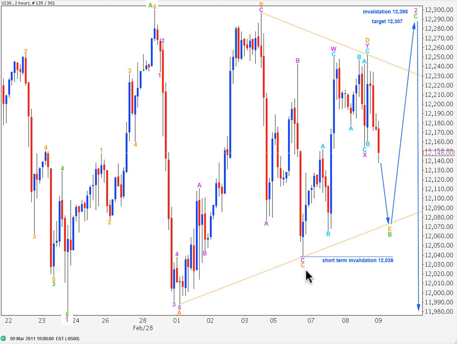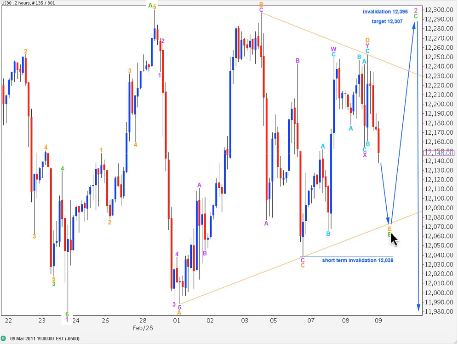We should expect one of the subwaves of a triangle to be more complicated and longer lasting with deeper corrections than the others. It's usually C and sometimes D, so I quite like seeing this wave as a D wave of a triangle. It's a double zigzag correction, more complicated and longer lasting than the others. So that fits the guidelines really nicely. Since this chart was prepared, the Dow's moved a little lower, and it's reached so far down to 12,109.